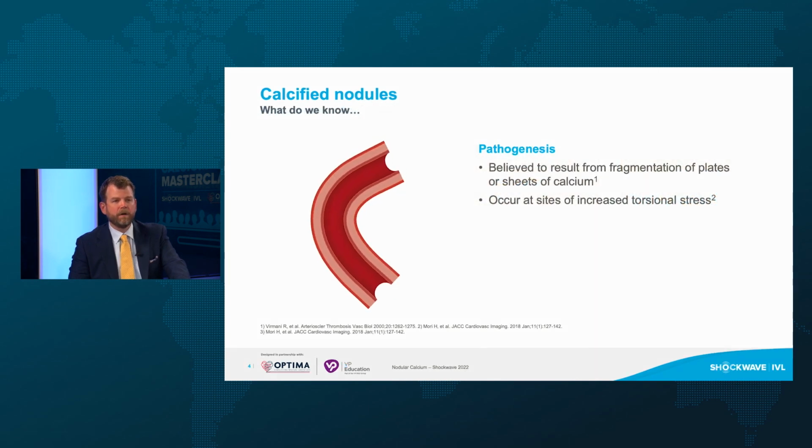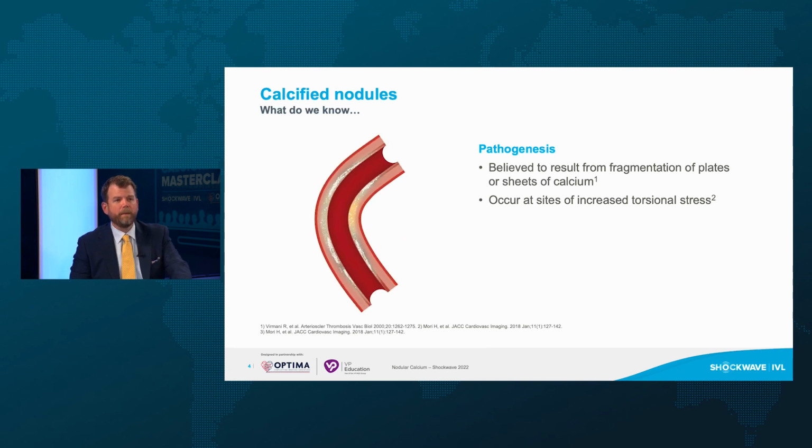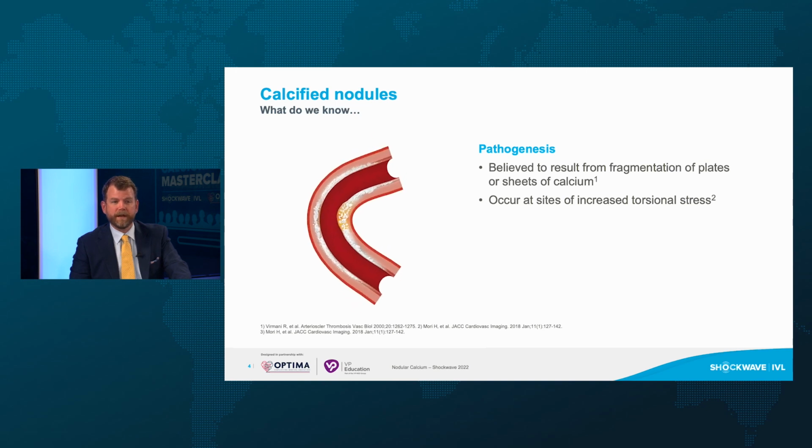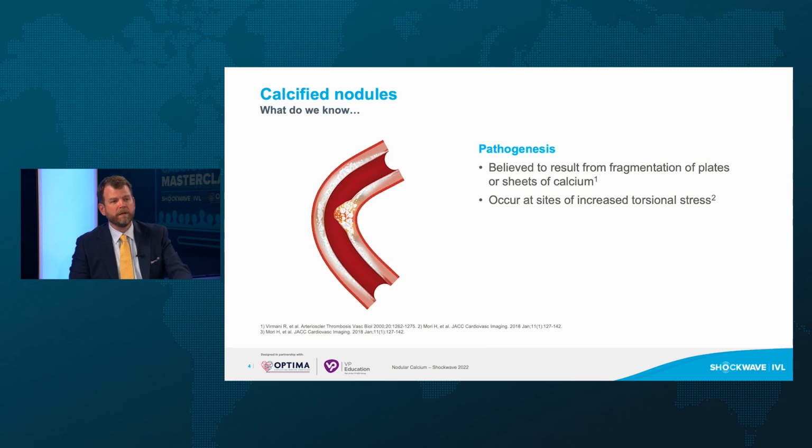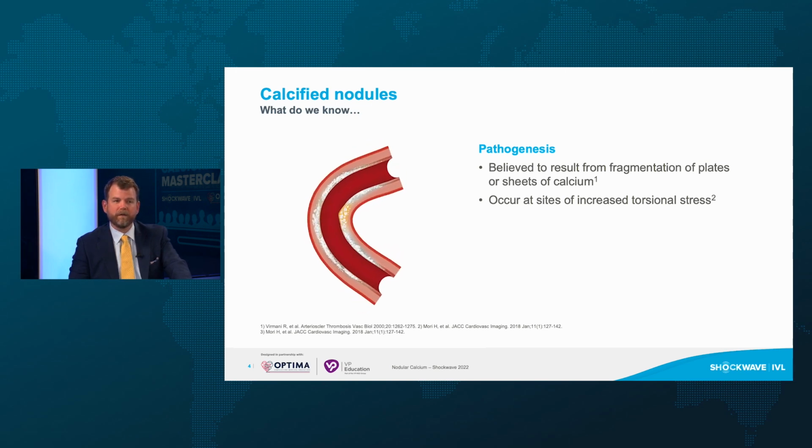In terms of the pathogenesis, again, this is all just theory, but we have an area where there's fragmentation of plates and sheets of calcium, and these tend to occur at areas of increased torsional stress. So we have calcium sheets that form in the classic type on either side, but on the side where there's a bunch of torsion, you really can't have that sheet, right, because of all the torsion. So what happens is instead of a sheet, you have this nodule that forms at that site of torsional stress.